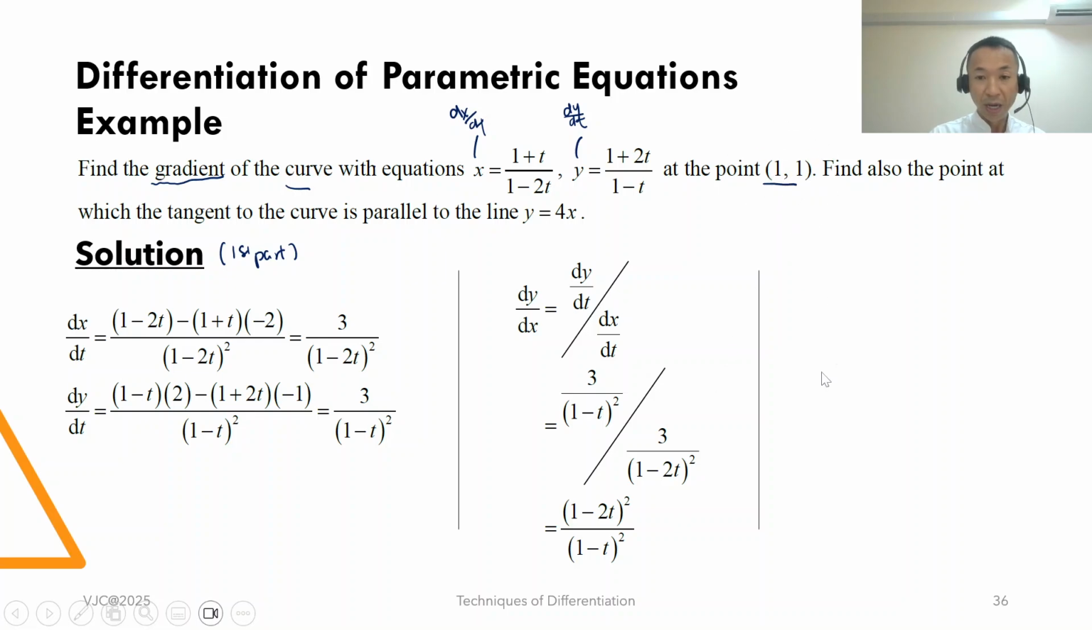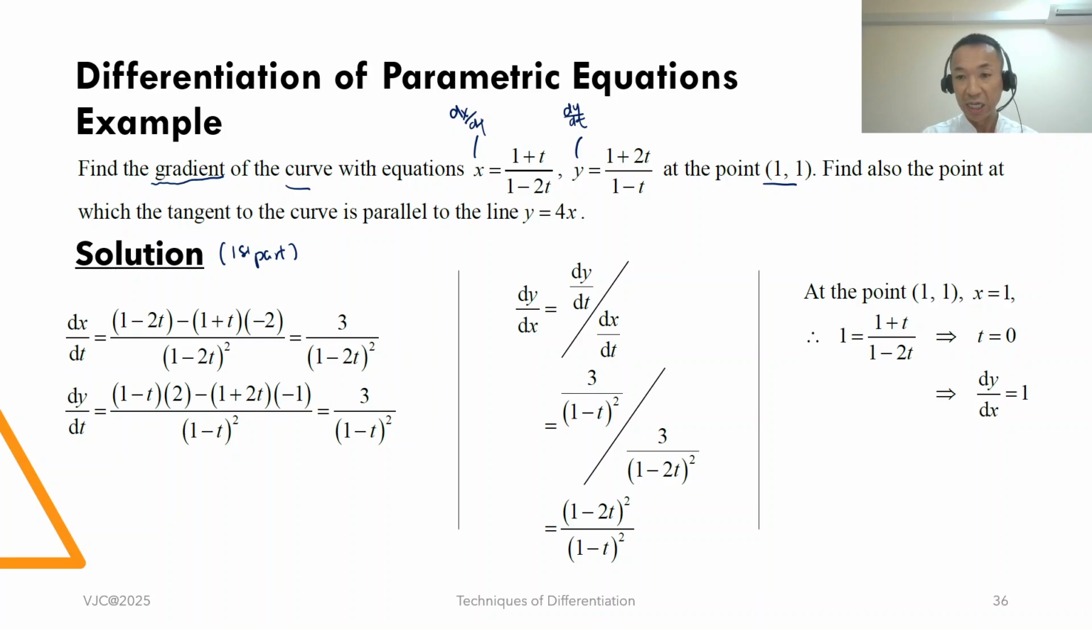But you are not going to substitute x equals 1 here. Wrong. Why? Because everything is in terms of t. Surely you also cannot assume that t equals 1. No, because when x equals 1, t may not equal 1. So what we want to do is to find the value of t at x equals 1.